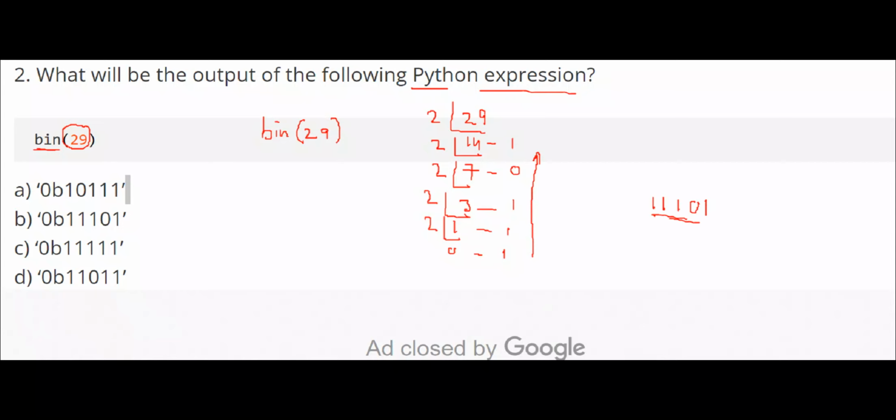So this is the binary representation. To indicate that it is a binary form, you have to add the prefix 0b. So here 0b11101 will be the output. This is the binary representation of the given number 29. If you pass any number into the bin function, it simply converts the number into a binary number.